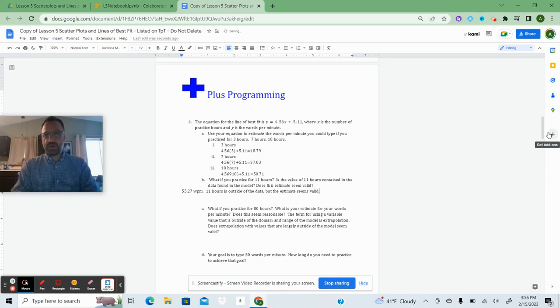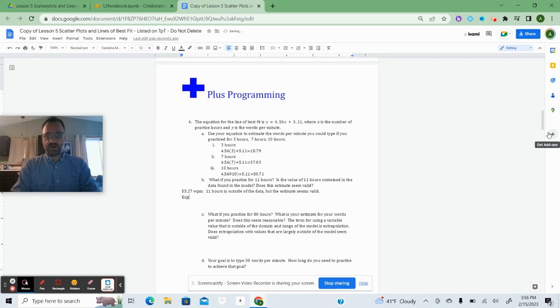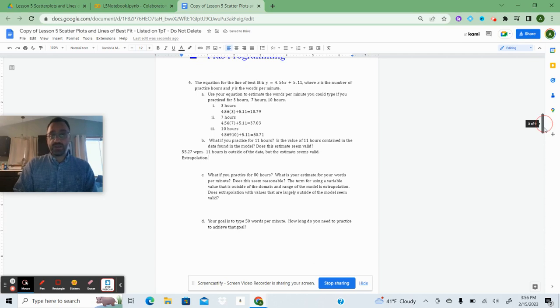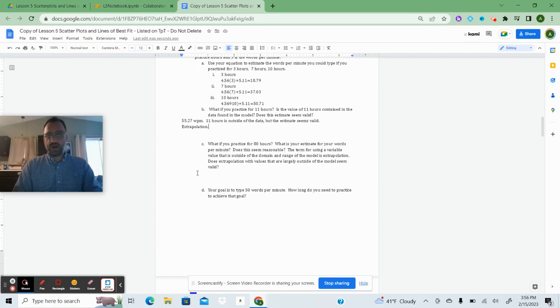And when you use that to predict the future a little bit, that's called extrapolation. So we're using that to predict future values. Now, the thing is, when you're using that to predict future values, it might not be as valid as you think. So what if you practice for 80 hours? So 4.56 times 80 plus 5.11. I should be able to type that in. 369.91 words per minute. And that's pretty much probably impossible. So the estimate doesn't seem valid.